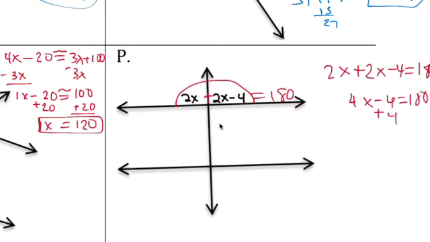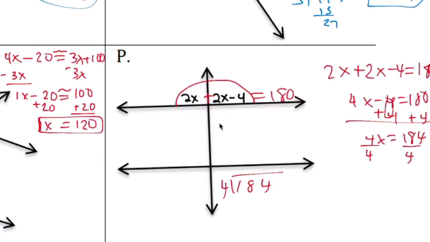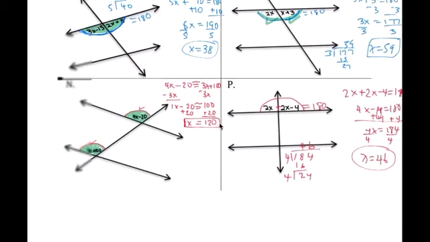Add 4, you get 184 equals 4x. That's 0 plus 4x, divide by 4. So 184 divided by 4, you get 4, 16, 2, 4. 4 into 24 is 6 times. So x is 46. Okay, and that's P.